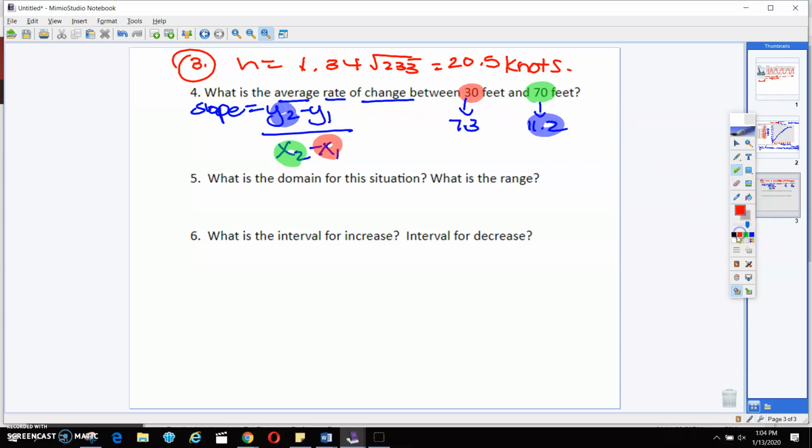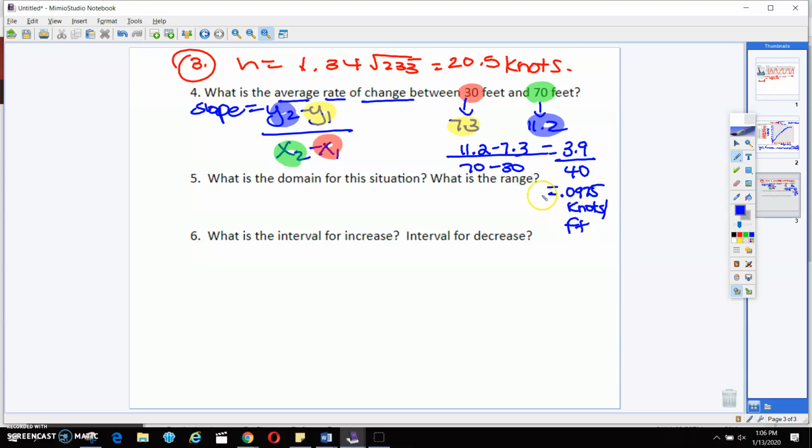Okay, so for my visual people, here it is. This is what you're plugging in, all them colors. And you're plugging all of this into this equation. So that's going to give you 11.2 minus 7.3, and we're going to put that over 70 minus 30. When we subtract the top, we get 3.9. When we subtract the bottom, we get 40. So when we divide those two, we get 0.0975. And we're going to put it in knots per feet.